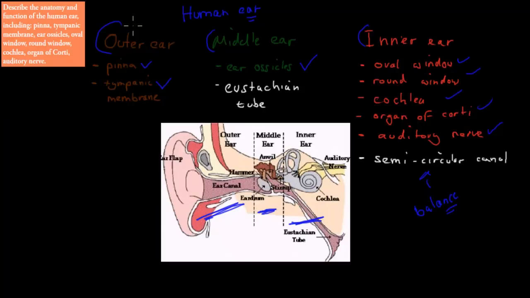Alright, so we'll start with the outer ear, because the dot point says describe the anatomy, so that means the structure. So describe the structure and function of these different parts, so the ones that I've got in color, of the pinna, the tympanic membrane, ear ossicles, oval window, round window, cochlea, organ of Corti, and auditory nerve. Alright, so we start with the outer ear.